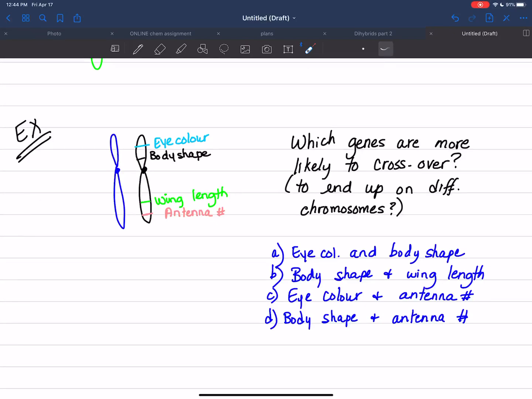Okay. So the answer here is we're going to look at the ones that are the furthest apart from each other, and that's eye color and antenna. So our answer here is C.